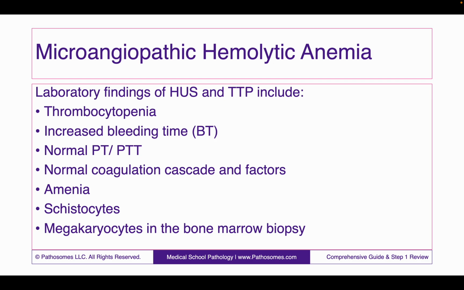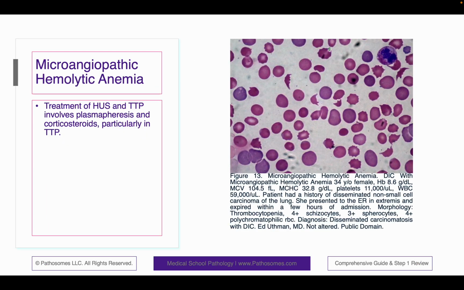Due to the lysing and shearing of red blood cells, there will likely be anemia present. Schistocytes for that same reason. And the bone marrow should be normal, so the megakaryocytes should be present on the bone marrow biopsy. Treatment of hemolytic uremic syndrome and TTP involves plasmapheresis and corticosteroids, particularly in TTP.